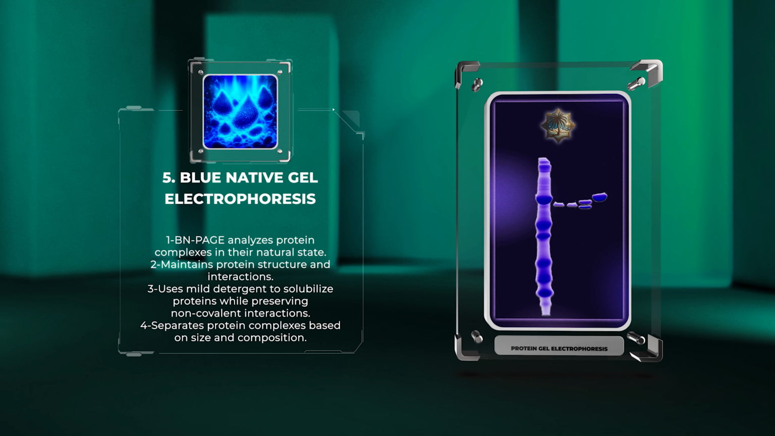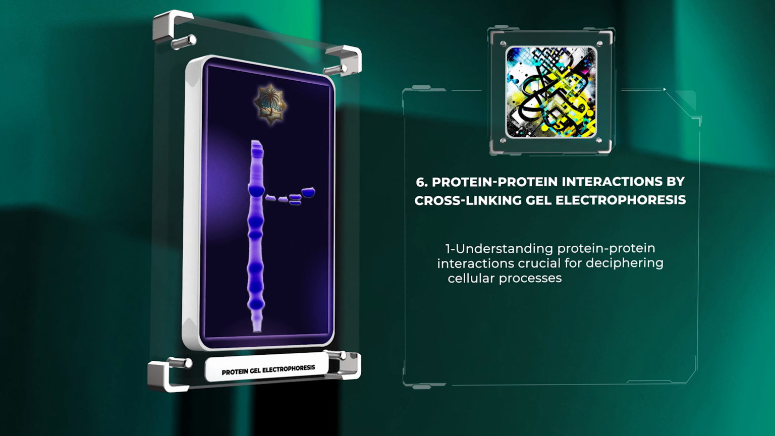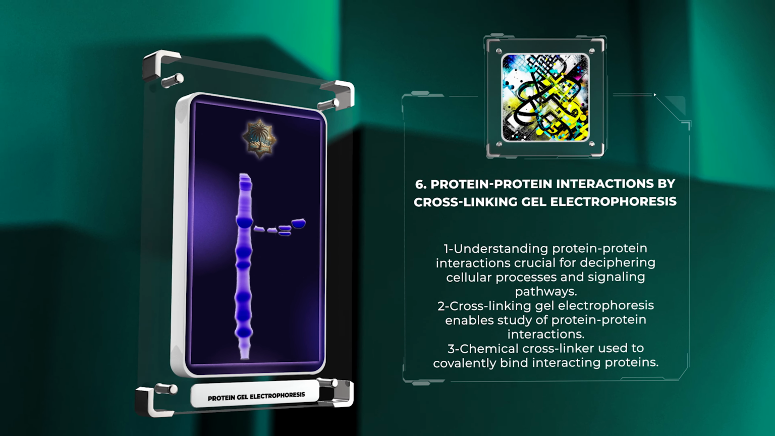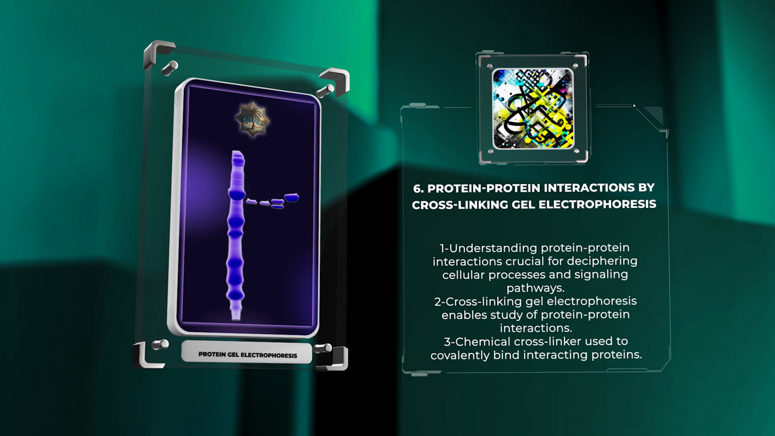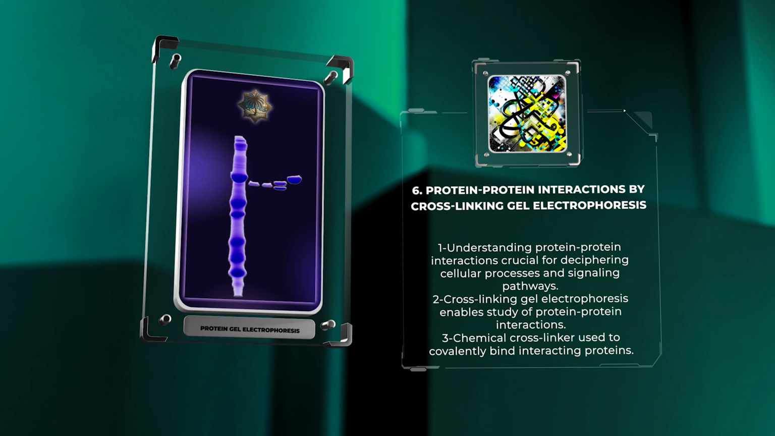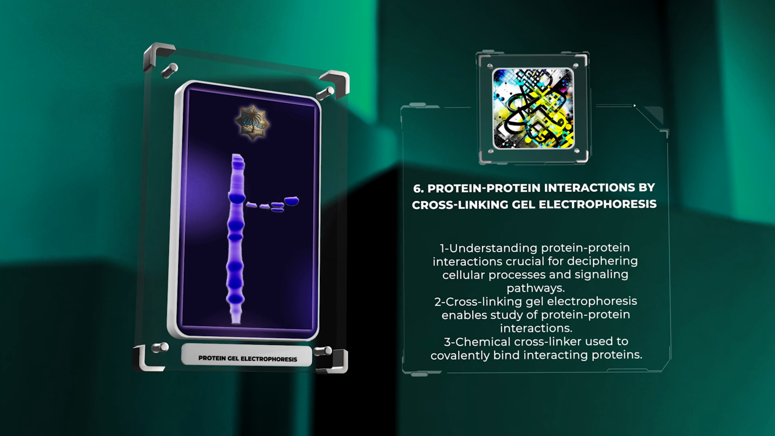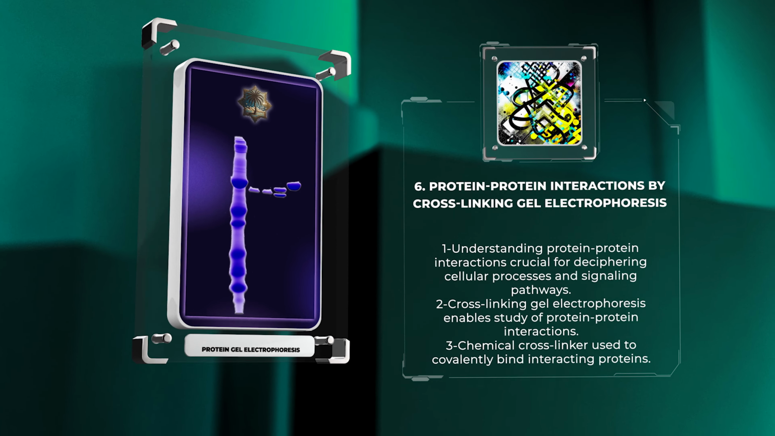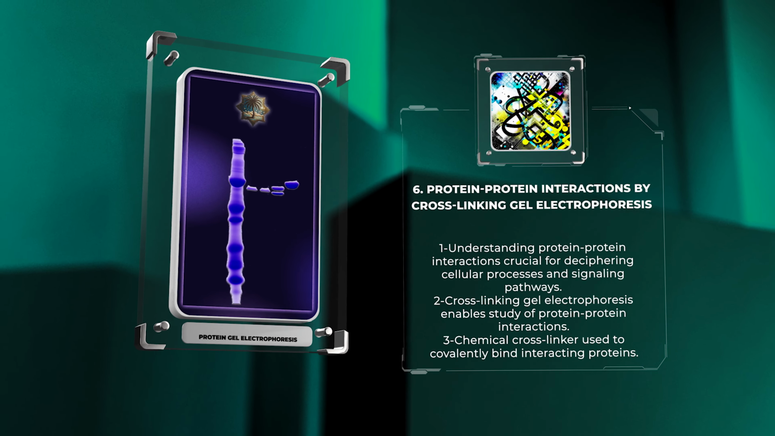processes like oxidative phosphorylation. Understanding protein-protein interactions is crucial for deciphering cellular processes and signaling pathways. Cross-linking gel electrophoresis techniques enable the study of protein-protein interactions by covalently capturing interacting proteins within a complex or within close proximity. In these techniques, a chemical cross-linker is used to covalently bind interacting proteins, which can then be visualized and analyzed by gel electrophoresis.